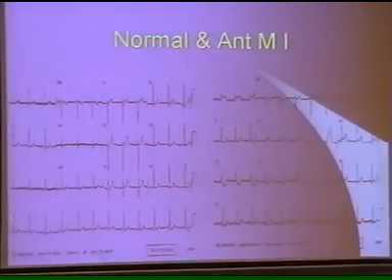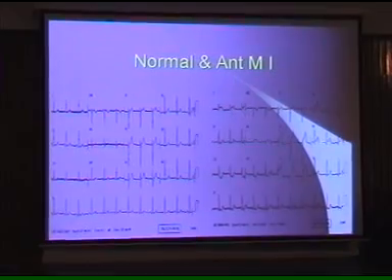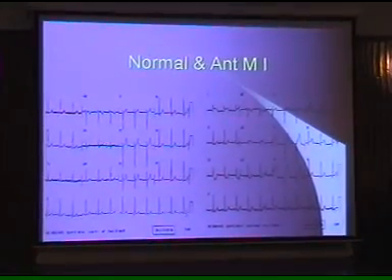I think we'll have to cut down the light, and if we can cut down this one also, maybe that will improve the visibility.